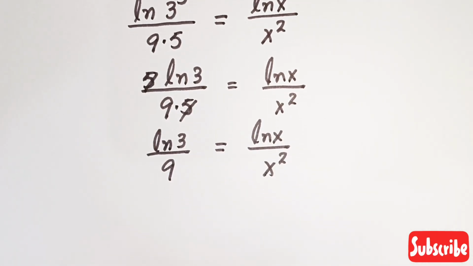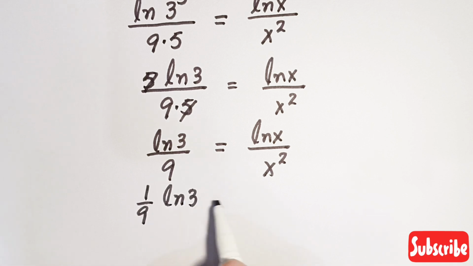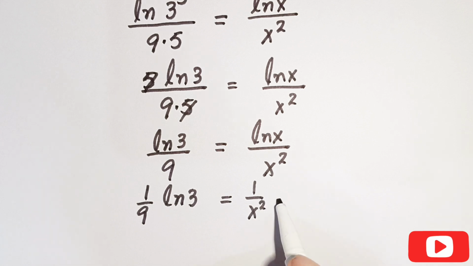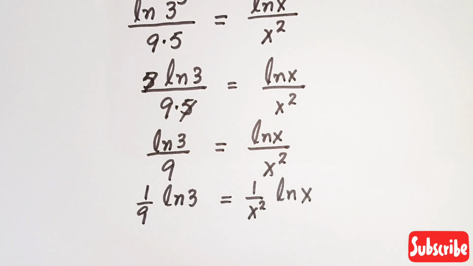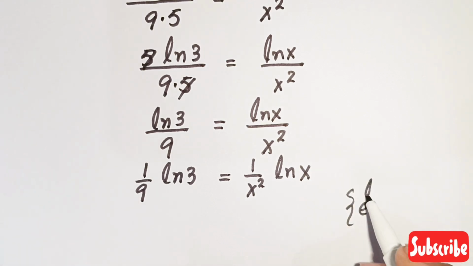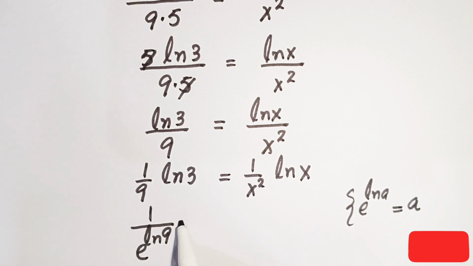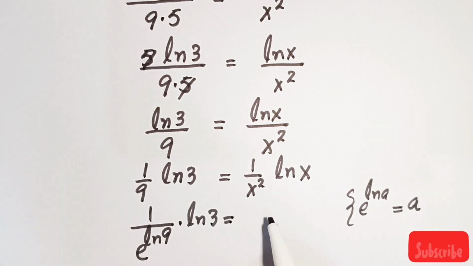Now it can also be written as 1 over 9 times natural log of 3 is equal to 1 over x squared times natural log of x. As we know, if we have e to the power natural log of a, then it is equal to a. Similarly, this 9 can be written as e to the power natural log of 9, so e to the power natural log of 9 is equal to 9. Similarly, we are going to use the same technique here.